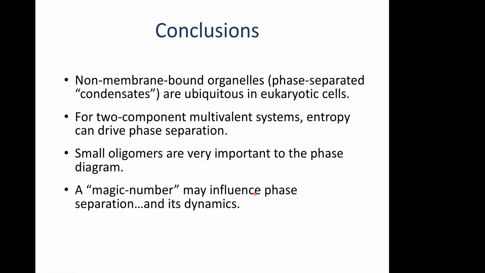So I come to the end with some conclusions. Just generally, the field of cell biology has been revolutionized by the idea of these non-membrane bound organelles or phase separated condensates. They're everywhere in our cells, and I really mean our cells. For these two-component multivalent systems, which are also common, entropy can drive a phase separation by itself. And an important thing to remember is that even though the condensed phase looks interesting because of all of this tangle of different polymers, the dilute phase is also important, and the small oligomers there can be very essential to determine where the phase boundaries are.